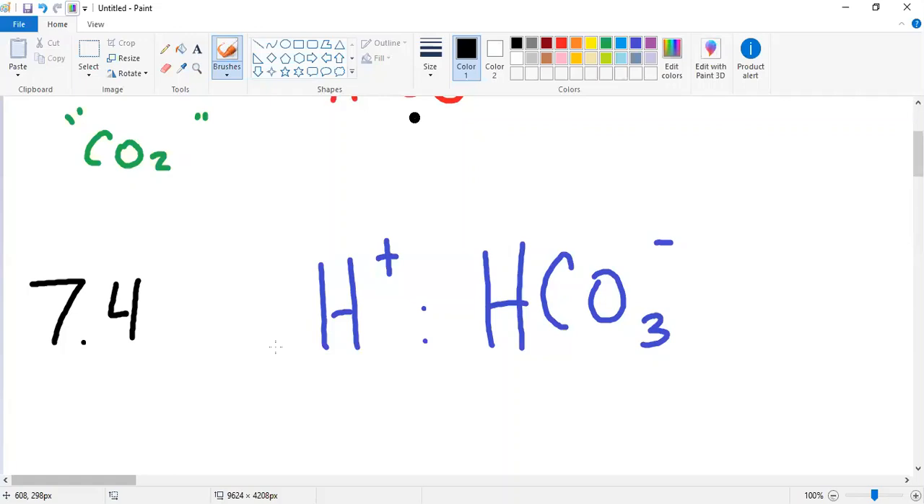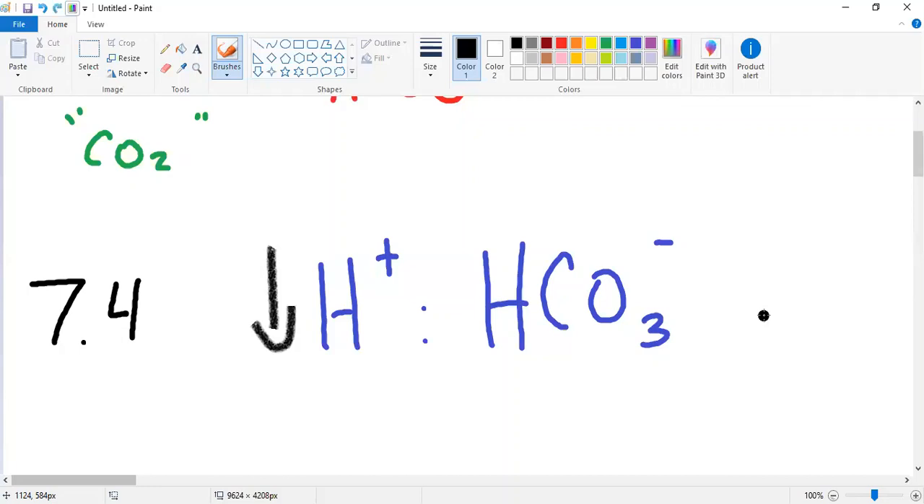So what would happen if I were to increase my hydrogen? What would bicarb have to do? Increase. It would have to increase. Exactly. Vice versa. If I decrease hydrogen, what should happen to bicarb? Bicarb should decrease.